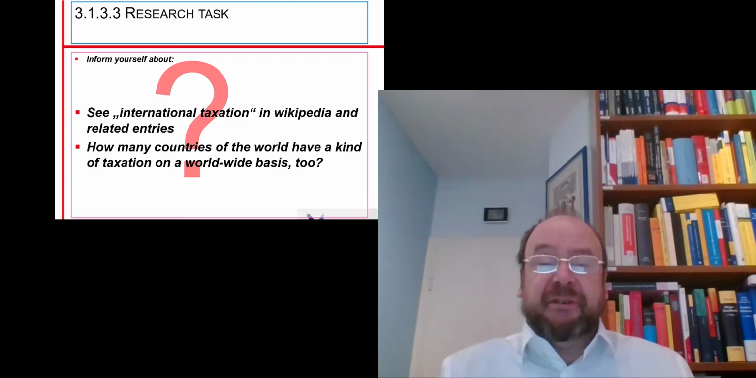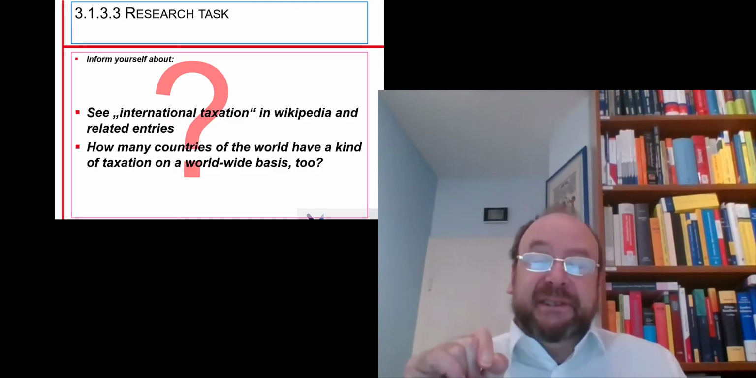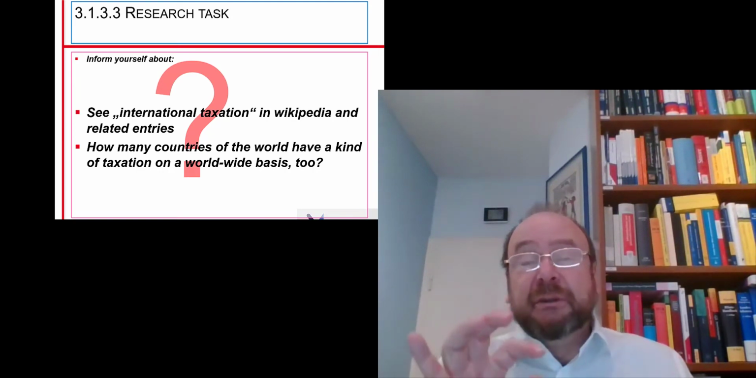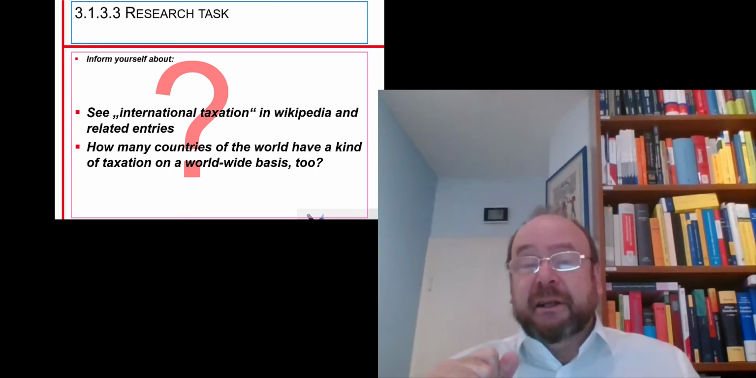International law, I mentioned that already. So we have two compelling reasons at least behind the present tax system, which usually distinguish between an unlimited tax claim and a limited one.